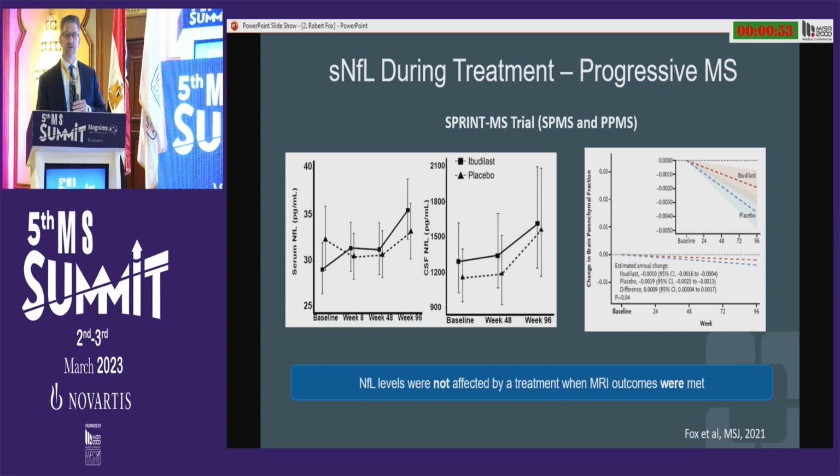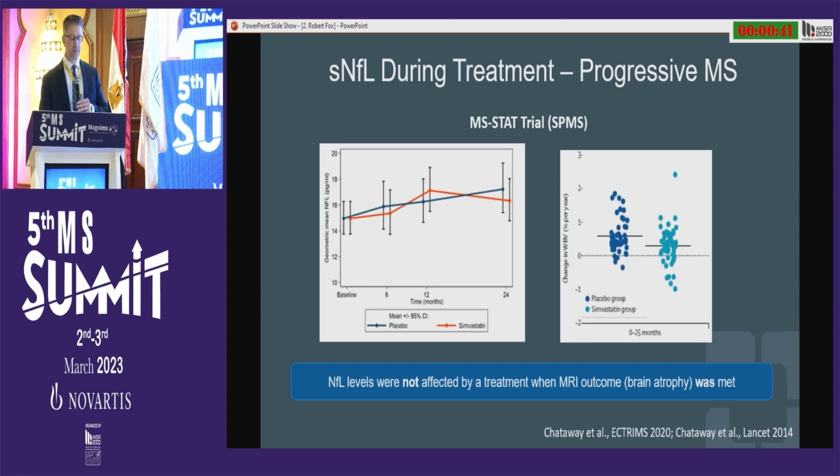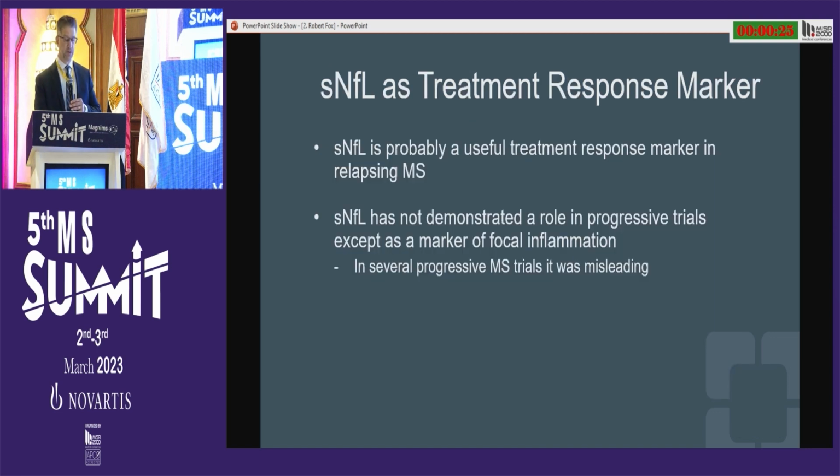Ibudilast, this is a phase 2 trial I helped to organize. On the left, showing no effect on neurofilament, even though on the right we showed about a 48% slowing of progression of brain atrophy over time. And then the MS-STAT. So this is a statin trial that was organized out of London. On the left, you see no impact on neurofilament, even though on the right you do see a reduction in progression of brain atrophy with the simvastatin compared to the placebo group.